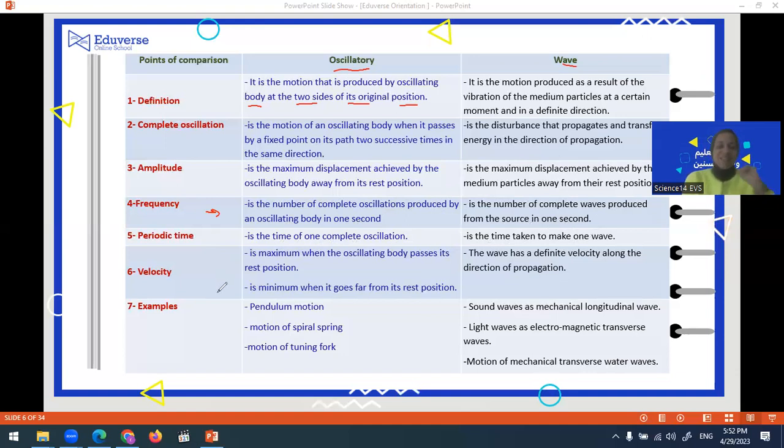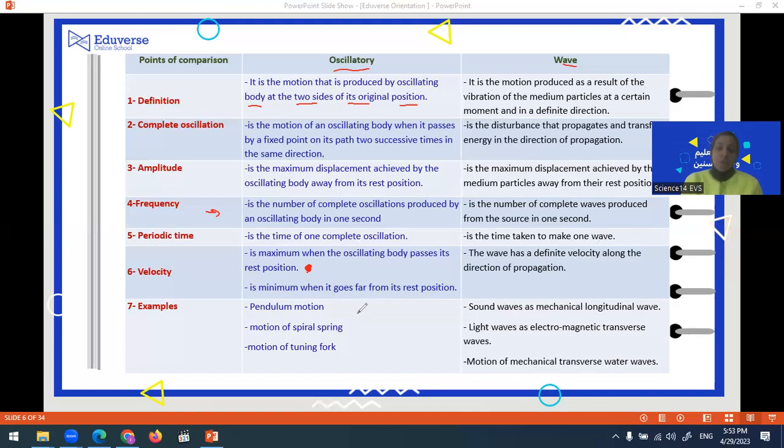Okay. What's the velocity? It will be the maximum when the oscillating body passes its rest position. So we can say we have the maximum kinetic energy too, because we said kinetic energy has a direct relationship with the mass and a direct relationship with the velocity. The wave has a definite velocity along the direction of propagation. It's the minimum when the body goes far from its rest position, when we are talking about the oscillatory motion.